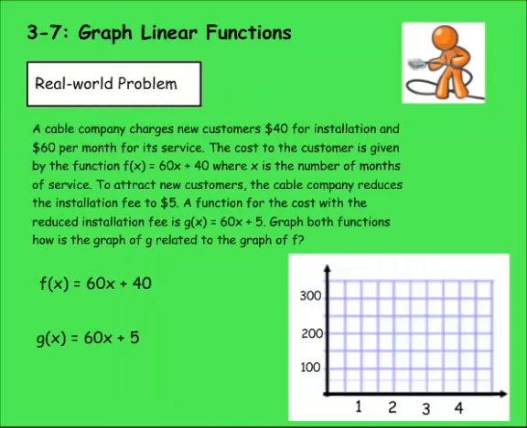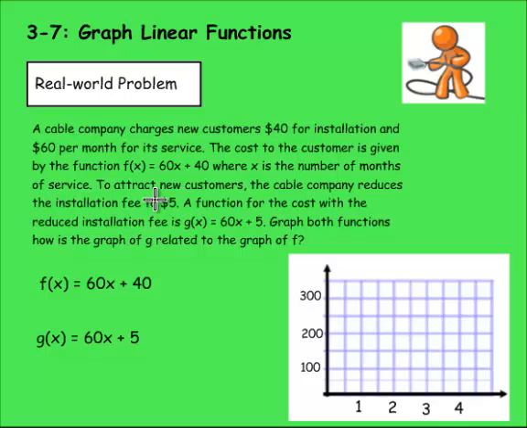Now let's look at a real-world problem. Here we have a cable company that charges new customers $40 for installation and then $60 per month for its service. So the cost to the customer is given by this function. The output, or how much you pay, equals 60 times the x, which is the months, plus $40 for that installation. So x is the number of months of the service.